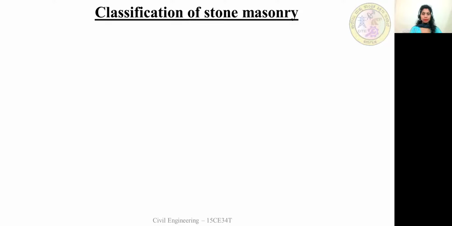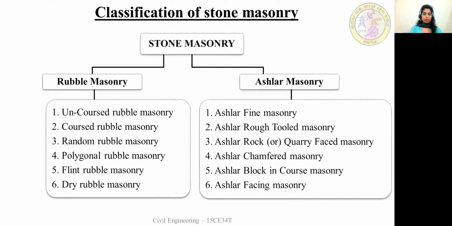So I have told there are two categories. First one is rubble masonry and ashlar masonry. Again, rubble masonry is subdivided into 6 categories. That is uncoursed rubble masonry, coursed rubble masonry, random rubble masonry, polygonal rubble masonry, flint rubble masonry, and dry rubble masonry. These are the subcategories of rubble masonry.